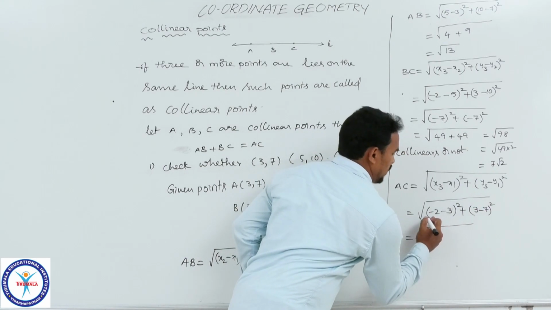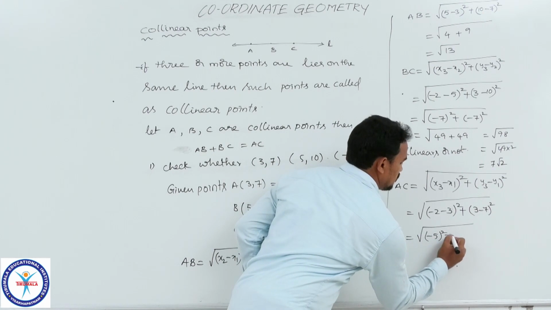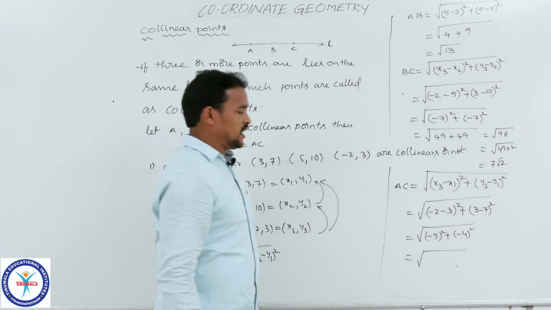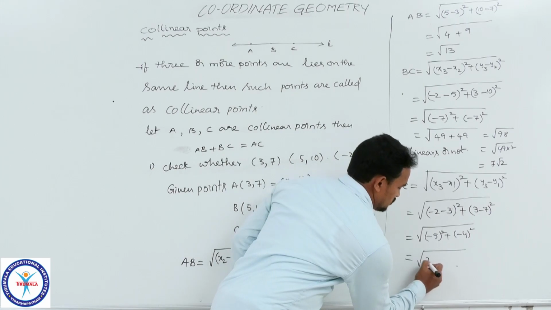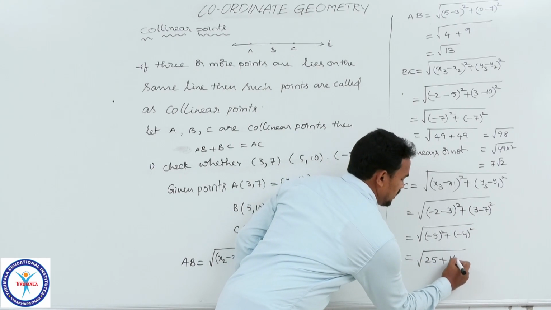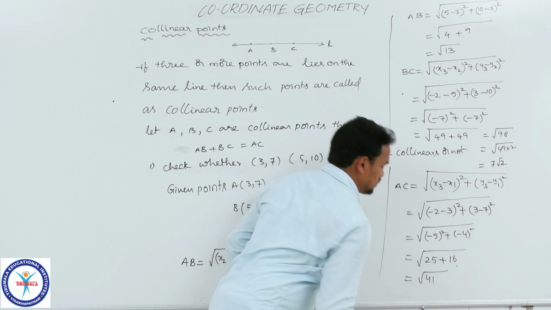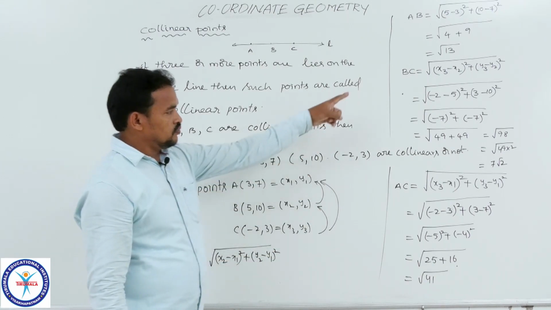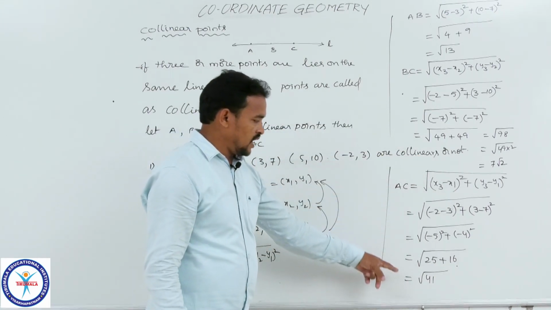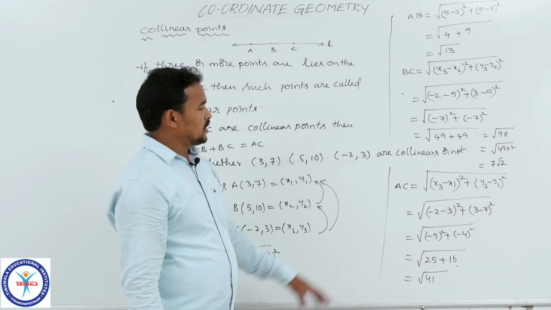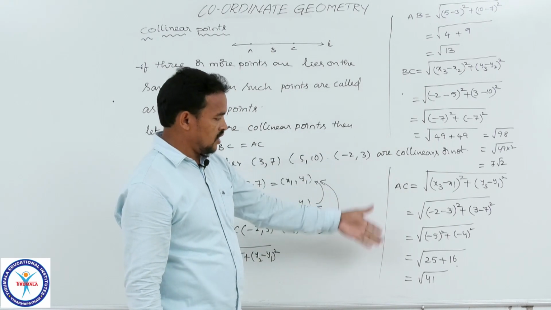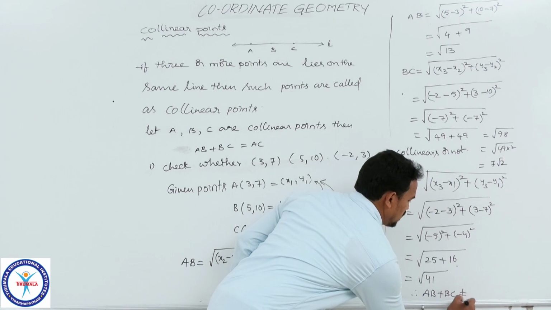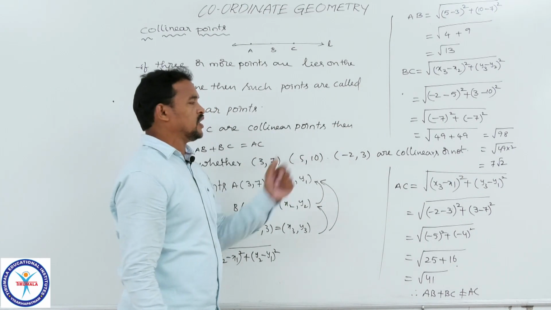So that is minus 2 minus 3 means minus 5 whole square, plus 3 minus 7 means minus 4 whole square. Minus 5 whole square means 25, minus 4 whole square means 16, so that is root 41. Here what we observed: AB value is root 13, BC value is 7 root 2, AC value is root 41. AB plus BC is not equal to AC. So the given points are not collinear points.